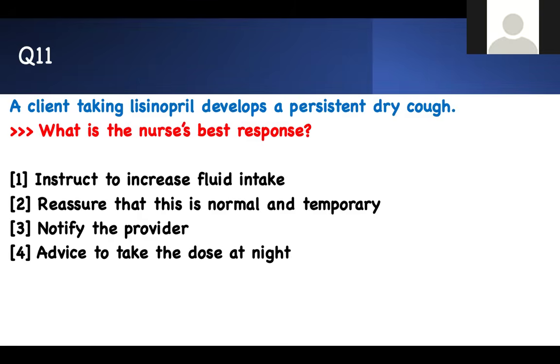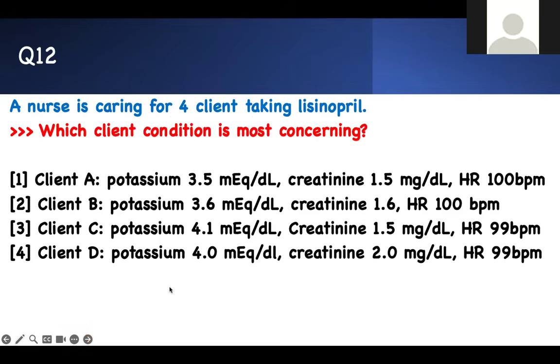Instructing the client to increase the fluid, this has nothing to do with it, it's not a diuretic, right? Reassuring, the word persistent defeats that purpose. Advised to take the dose at night, there's no time limit for taking Lisinopril. Therefore, letting the doctor know is very important. This is done to intimidate you so that you know some questions are easy, but it's designed to intimidate you. You know it, don't run away from it.